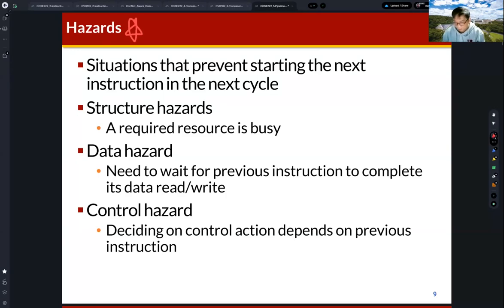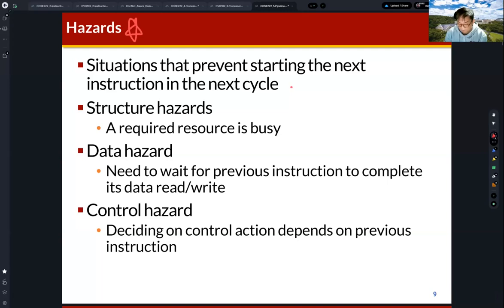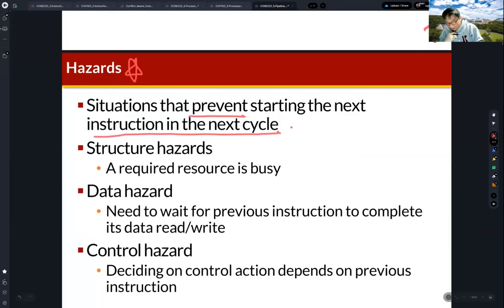So what is the definition of hazard? This is the definition. Hazards are situations that prevent starting the next instruction in the next clock. So what does that mean?